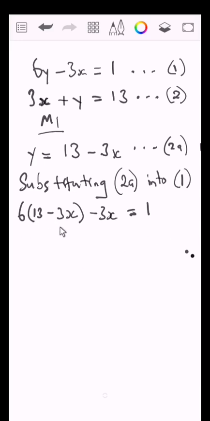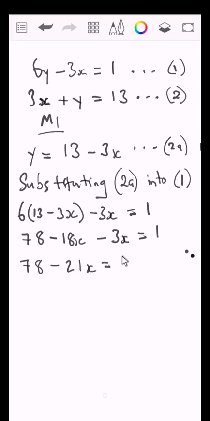Now we are going to solve this part by expanding the brackets. To expand the bracket, we are going to multiply every term inside the bracket with 6. So it's 6 times 13, which is 78. Then 6 times minus 3x, 6 times 3 is 18, it's minus 18x. Minus 3x, it's equal to 1. Then let us solve further: it's 78, minus 18x minus 3x, it's minus 21x, it's equal to 1.